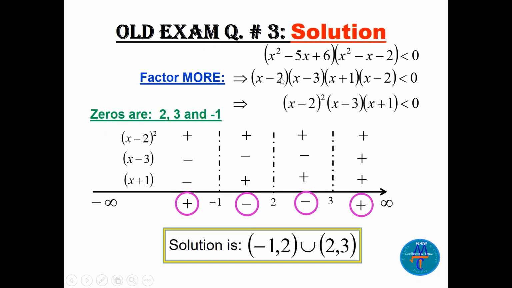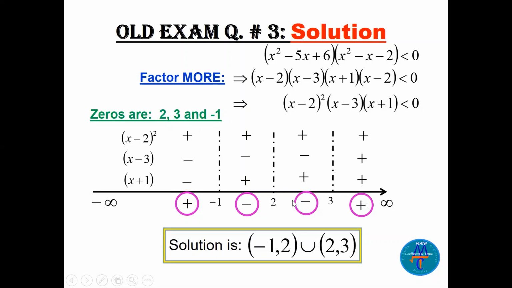Factor this one: x minus 2, x minus 3. Factor this one: x plus 1, x minus 2. Now we notice here, x minus 2 is the same, so we make it squared. After we completely factor, we find all the zeros. Remember, the zeros are not the solutions. These are the numbers that will make each factor 0. It will help us to make the table. So that's 2, that's 3, that's -1. I put it here: -1, 2, and 3.